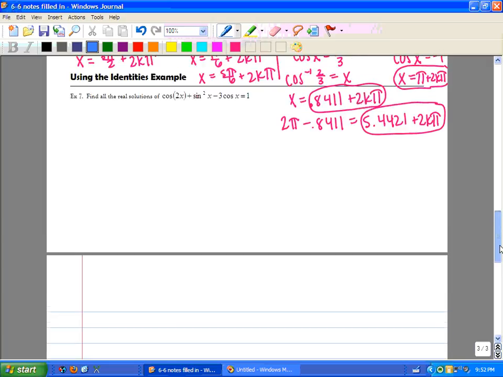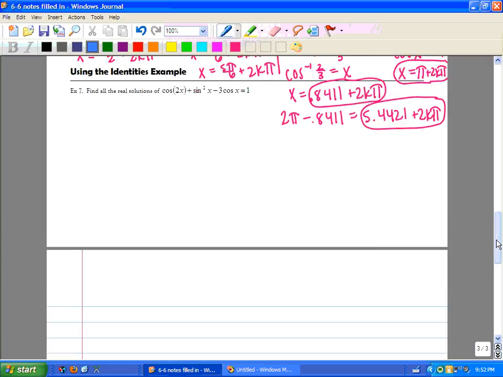Last but not least, we have a using the identities example, which I said is just basically substitution. For this one, we have to find all the real solutions of cosine 2x plus sine squared x minus 3 cosine x equals 1. This is very reminiscent of the double angle formula. Another tip-off that you might want to use that is because this one has 2x in the trig function and all the rest of them just have x. So you want to get rid of that cosine 2x.